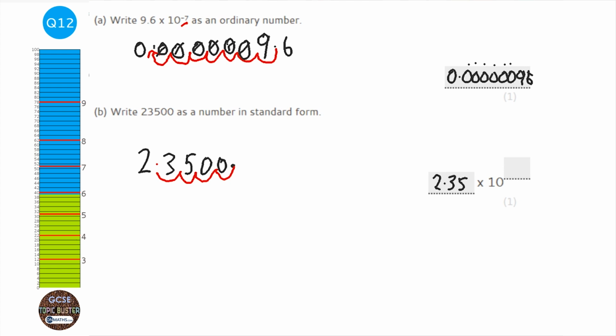Now remember what I said before, if it's a big number, it's a positive. If it's a small number, it's a negative. Well, this is a big number, 23,500. That's a big number. So it's going to be positive, and it's going to be positive 4.